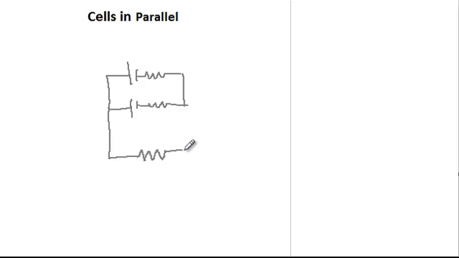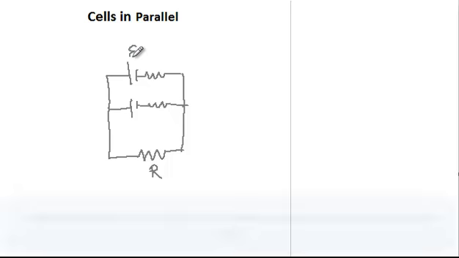If you have two or more cells which are joined in parallel and you want to replace them with a single cell, say these are the two cells and this is connected to an external resistance R.